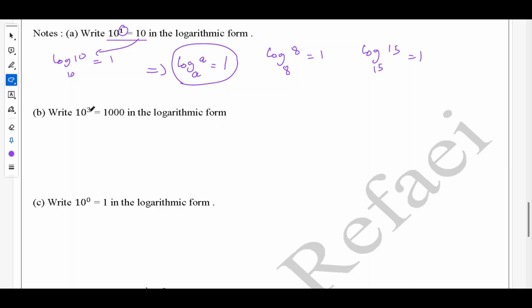The second one: 10 to the power 3 equals 1,000. Look carefully. Log 1,000 to the base 10 equals 3.